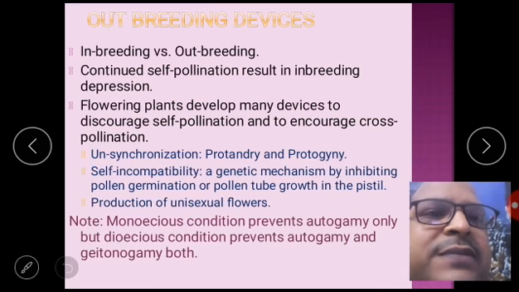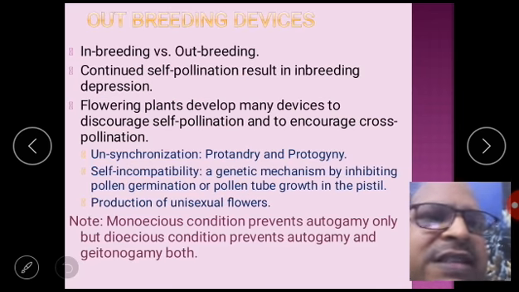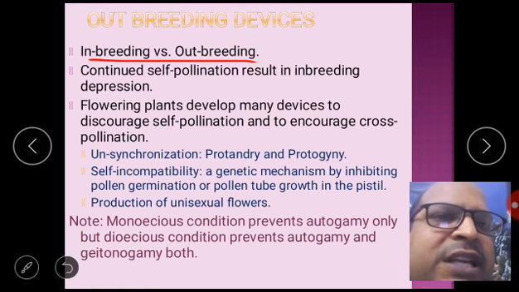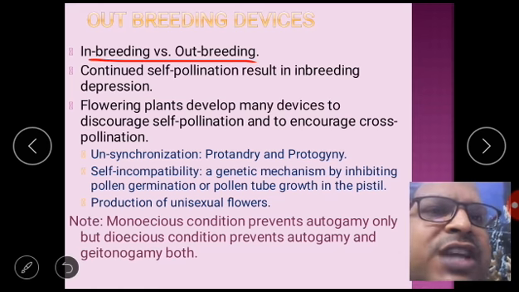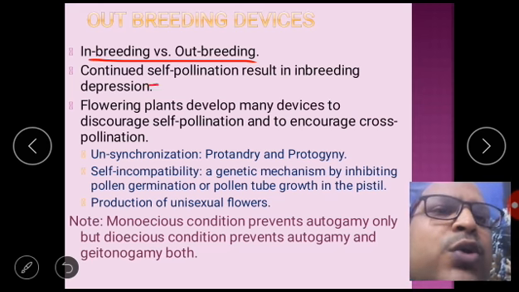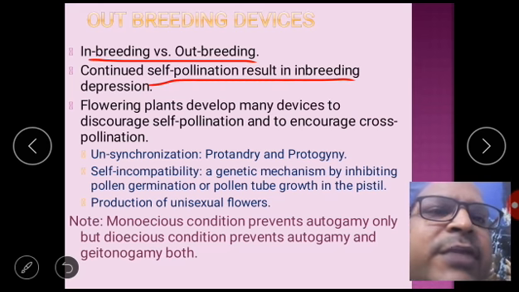Next thing, outbreeding devices. First, I want to tell you what inbreeding and outbreeding are. Self-pollination is a type of inbreeding, where the plant and flowers are the same. And what is outbreeding? If cross-pollination is there, that is outbreeding. Cross-pollination is outbreeding, and self-pollination is inbreeding. Continued self-pollination results in inbreeding depression.